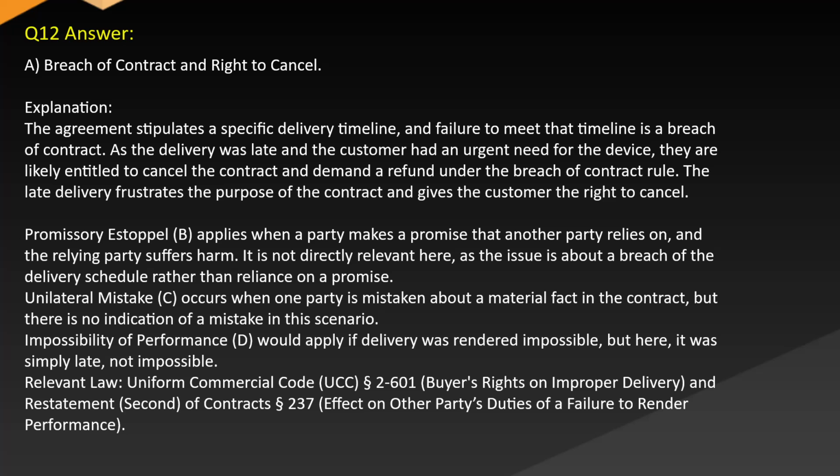Relevant law: Uniform Commercial Code § 2-601, buyer's rights on improper delivery, and Restatement Second of Contracts § 237, effect on other party's duties of failure to render performance.